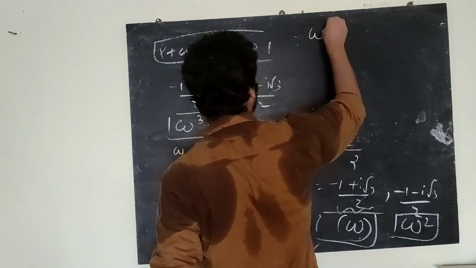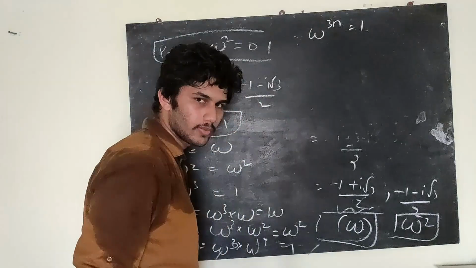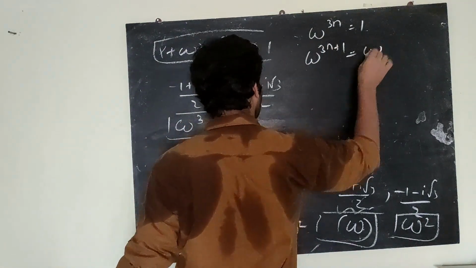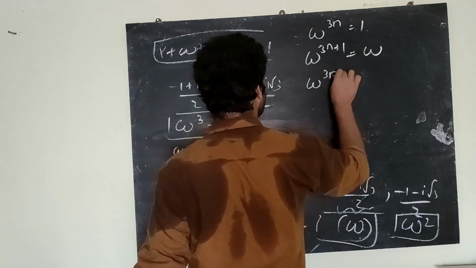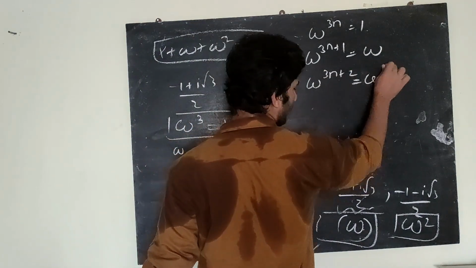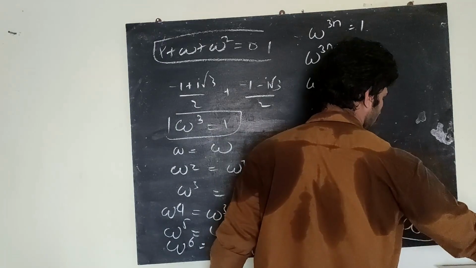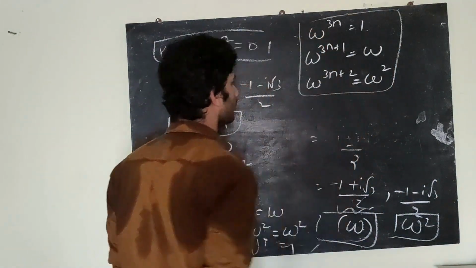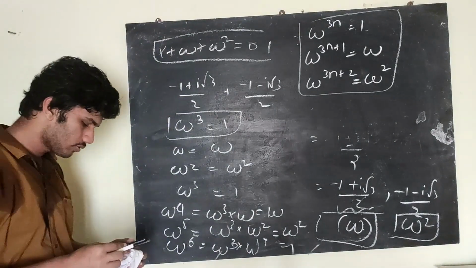omega raised to multiple of 3 becomes 1. Omega raised to multiple of 3 plus 1 becomes omega. And omega raised to multiple of 3 plus 2 becomes omega square. Okay, this is a very important property for solving the questions. So let me get back to the slides.